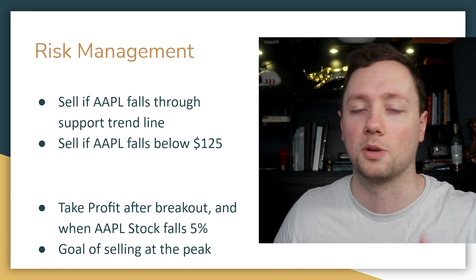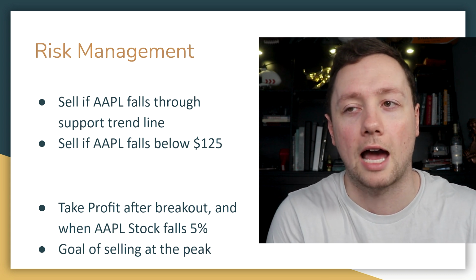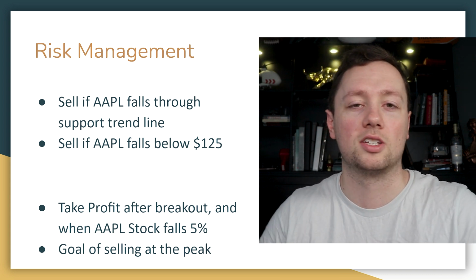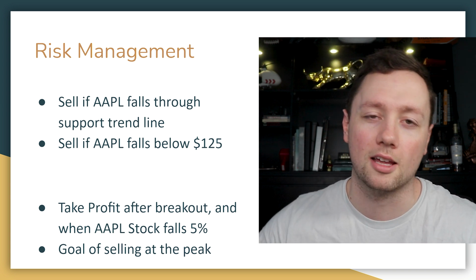Now, risk management. Here is how I am planning to mitigate my risk on this trade. Number one, I am going to sell Apple if it falls through that support line. If it doesn't break through and it just falls through that support line, I'm out. I'm going to take my loss. I'm going to call it a day. This was a bad trade.